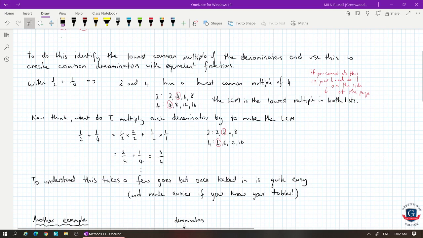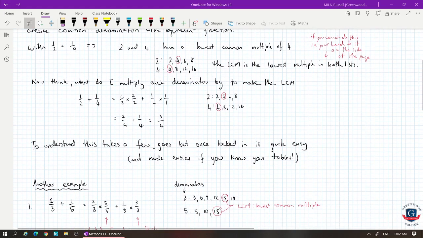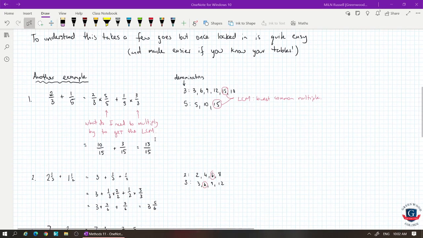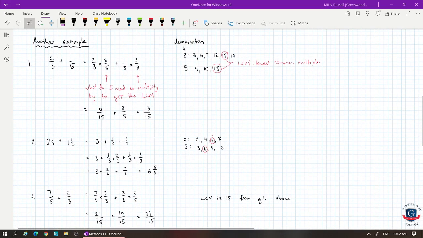So 2 quarters plus 1 quarter, the answer will be in quarters, and we will have 3 of them. To understand this, it does take a few goes, but once you get it, it's quite easy, and as I said before, you need to know your tables. So here are a few other examples.